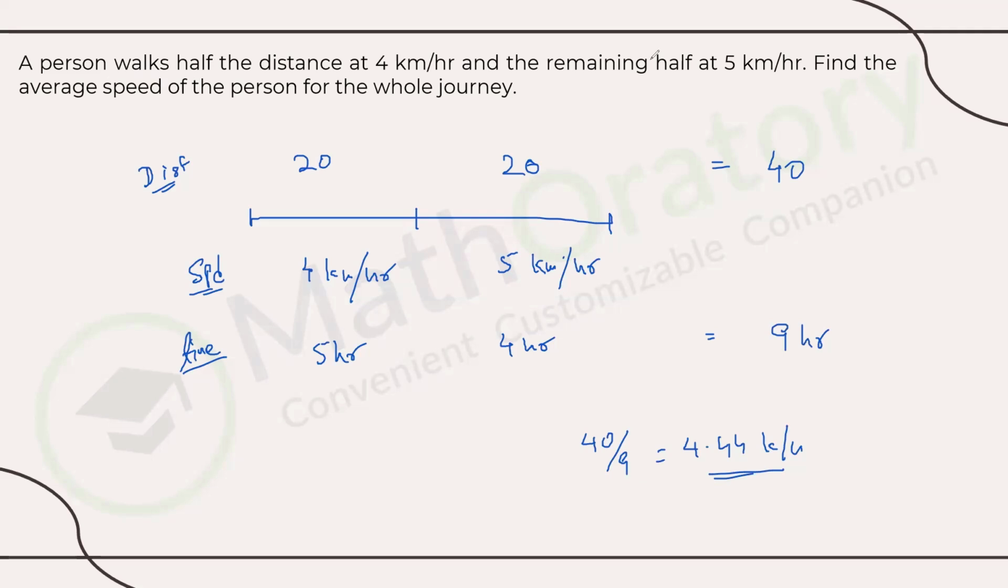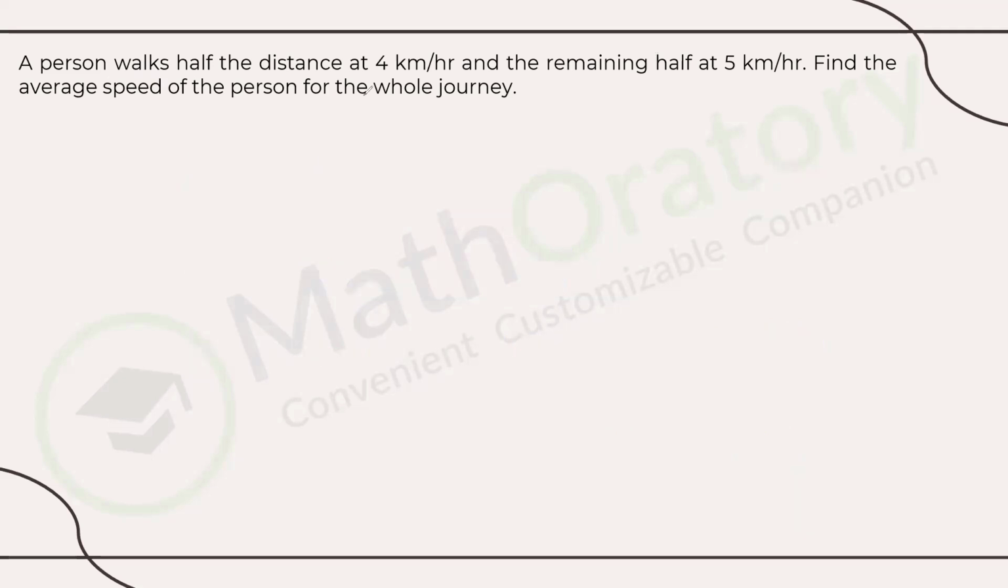So just a small variation. I'm not using a different question body for this. I'm just going to make some adjustment here. So instead of half the distance, let's say it was 1/3 the distance at 4 km per hour, and the remaining distance, so that would be 2/3 of the distance, at 5 km per hour. In this case I'm not going to draw the diagram. You can just understand straight away.